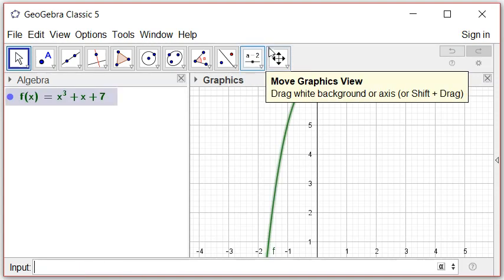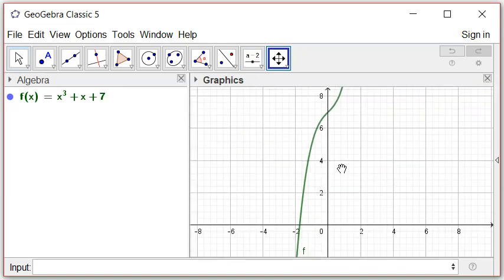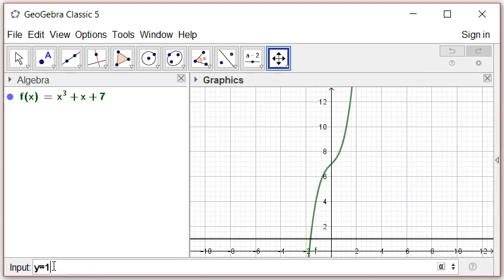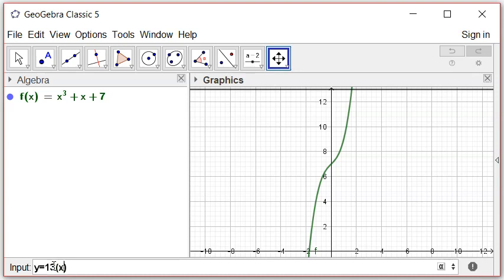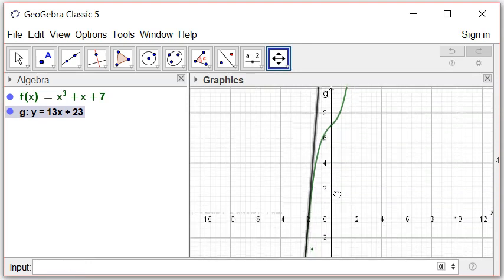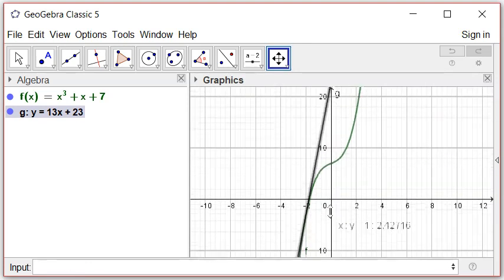This is the graph, and maybe I have to rescale a little bit so you can see it. Then the equation of the tangent line is y equals 13 times the quantity x plus 2, minus 3. Hit enter. So we have a picture which looks kind of like that.